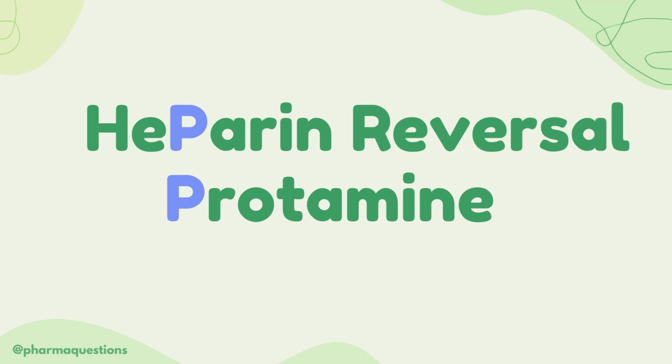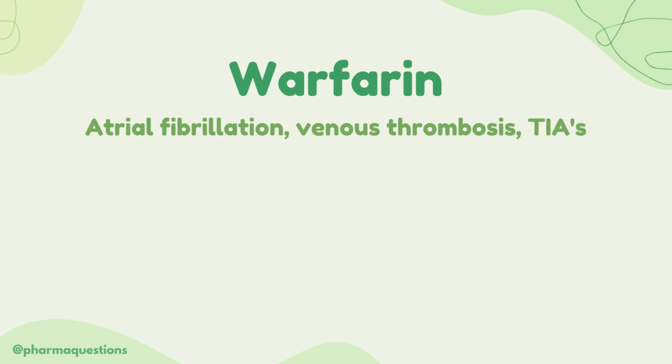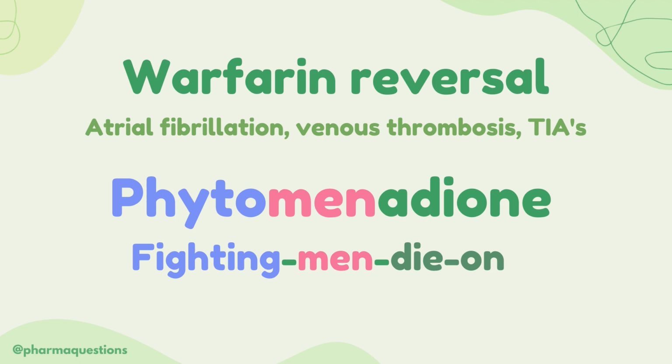The next drug we'll take a look at is another anticoagulant, warfarin. Warfarin is used for a number of different indications such as atrial fibrillation, venous thrombosis and TIAs. The antidote for warfarin is phytomenadione. And I usually remember this as warfarin sounds like warfare and phytomenadione sounds like fighting men die. So fighting men die are warfares.